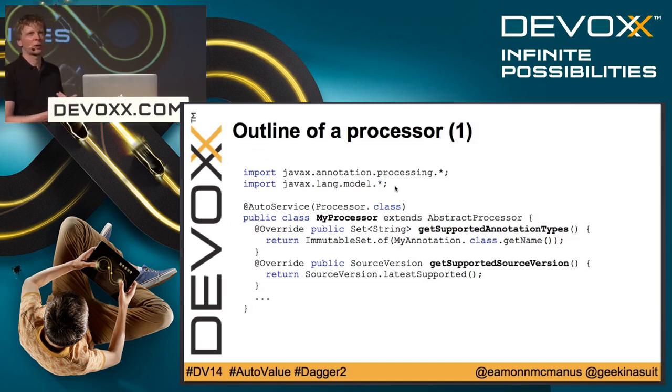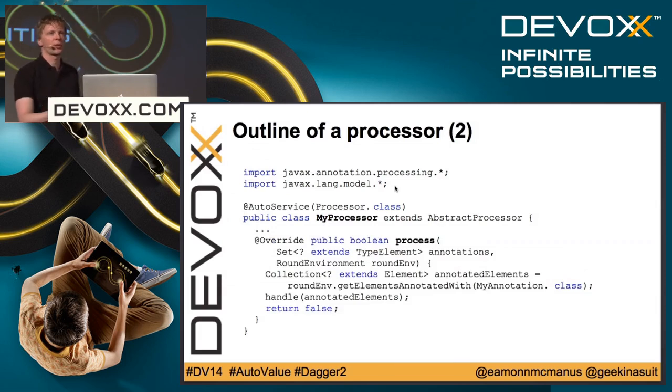Or you can say, I'm not confident about that. I don't know what the future of the language is. So therefore, I'm only going to support a source version of, say, 8. I know what Java 8 looks like, so I know my processor can work with that, but I don't know what 9 and 10 are going to look like, so I'm going to refuse to run if the compiler has -source 9 or 10.